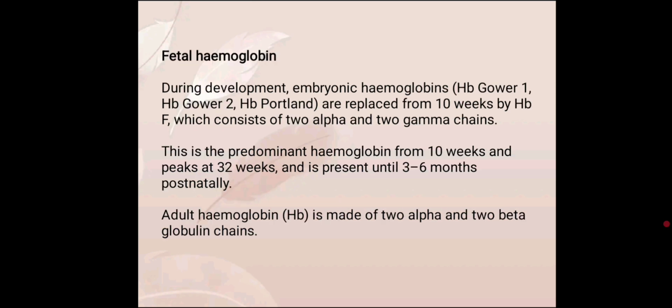The hemoglobin in fetal life starts with embryonic hemoglobin, then by 10 weeks is replaced by hemoglobin F, which is called fetal hemoglobin. Fetal hemoglobin consists of 2 alpha and 2 gamma chains. Hemoglobin F will be the predominant hemoglobin type from 10 weeks up to birth, and peaks at 32 weeks. After birth, it is present in the circulation in a lower percentage up to 6 months. Then it will be replaced by adult hemoglobin, which is made of 2 alpha and 2 beta globin chains.